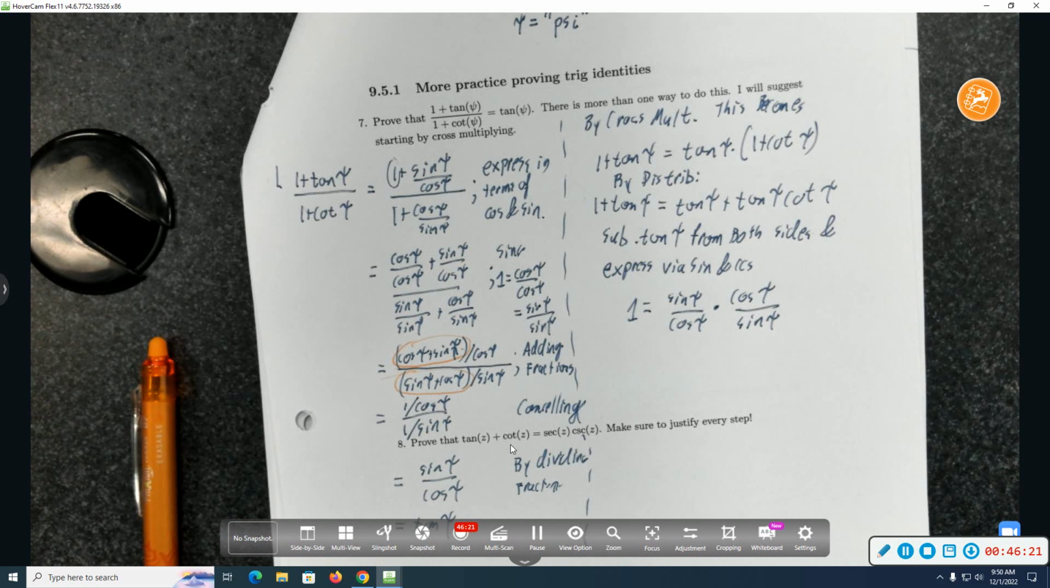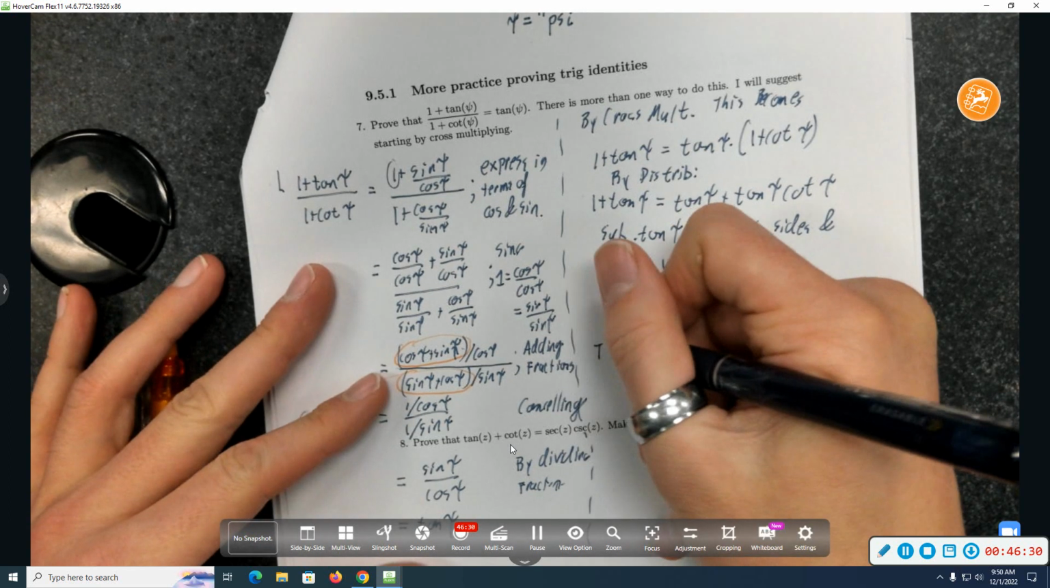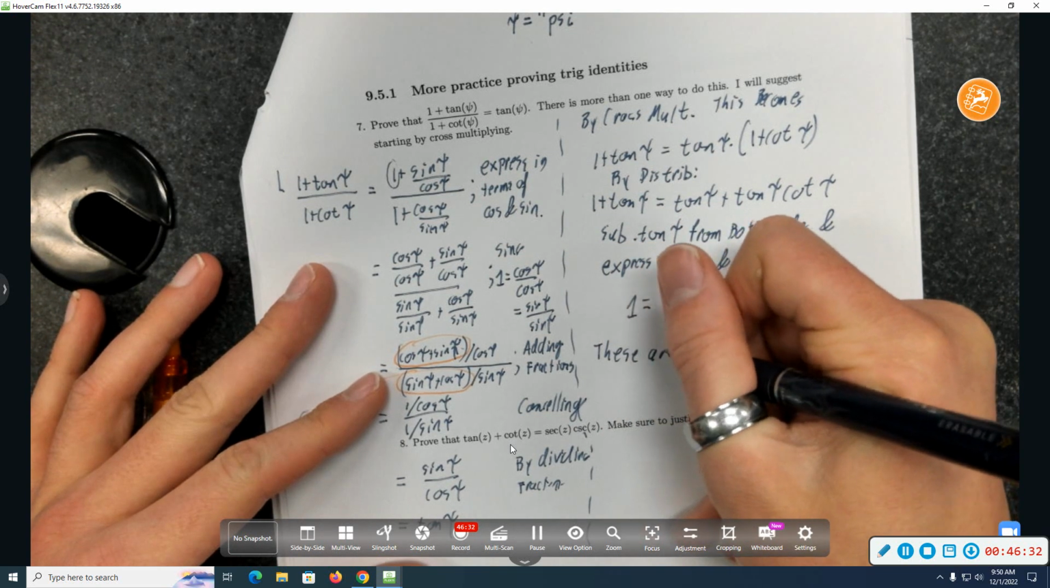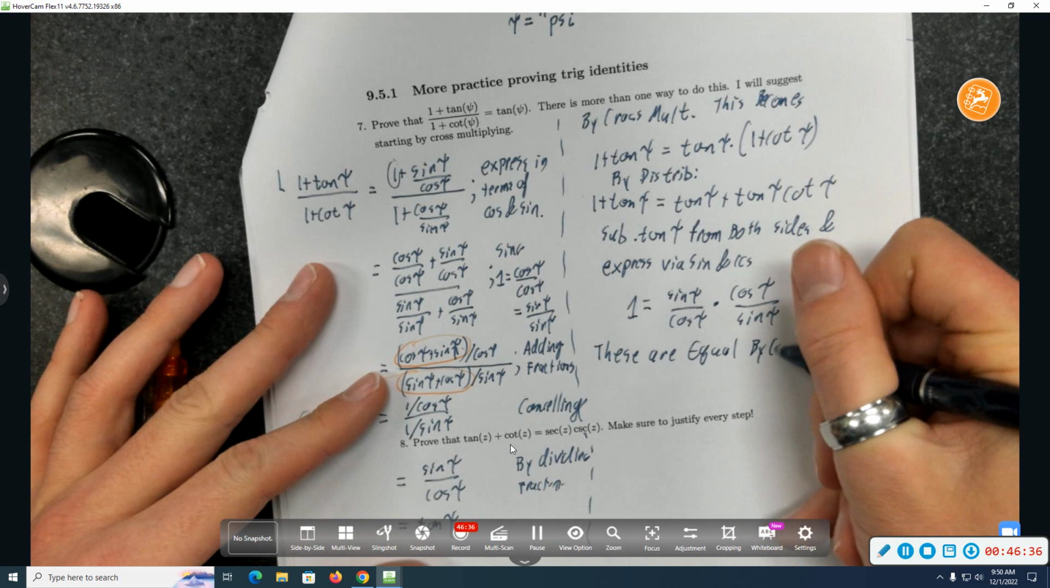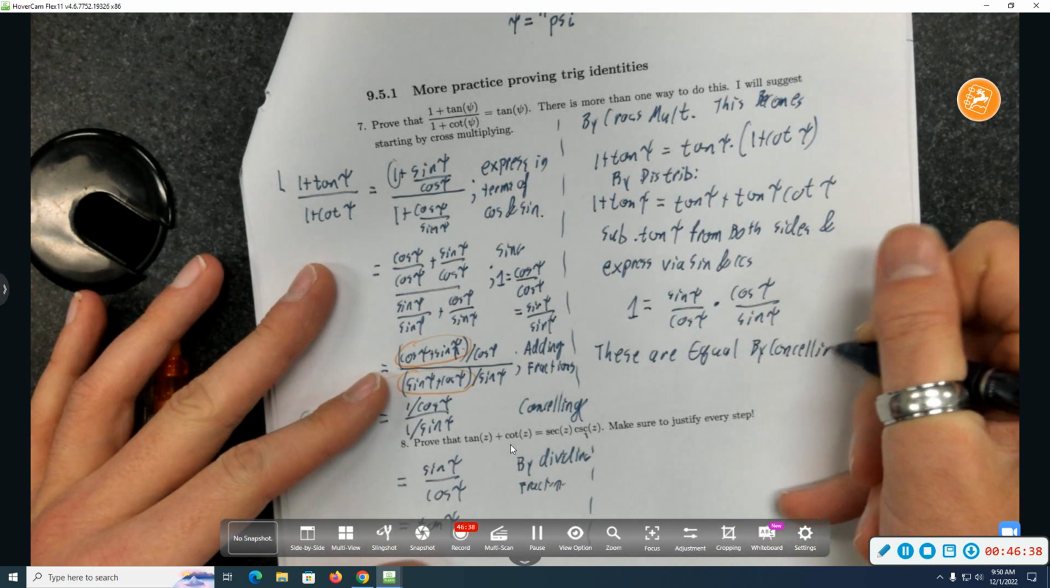Any ideas here? Same thing. Yeah, those two things are equal to each other. So let's just write a sentence saying why they're equal. These are equal by canceling. Groovy.